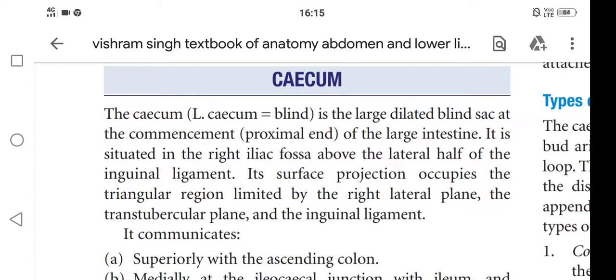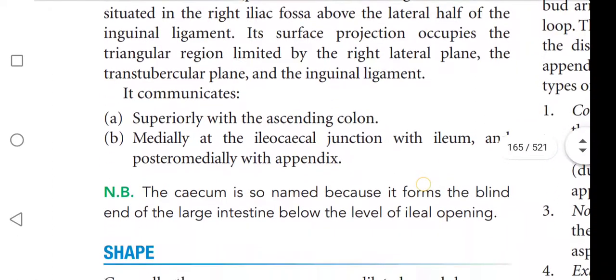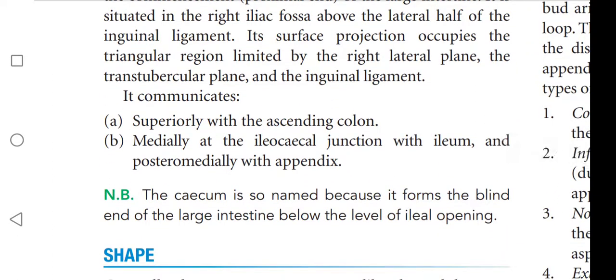Its surface projection occupies the triangular region limited by the right lateral plane, the transtubercular plane, and the inguinal ligament. It communicates superiorly with the ascending colon, medially at the ileocecal junction with the ileum, and posterior-medially with the appendix. Okay, I think it is clear to you.